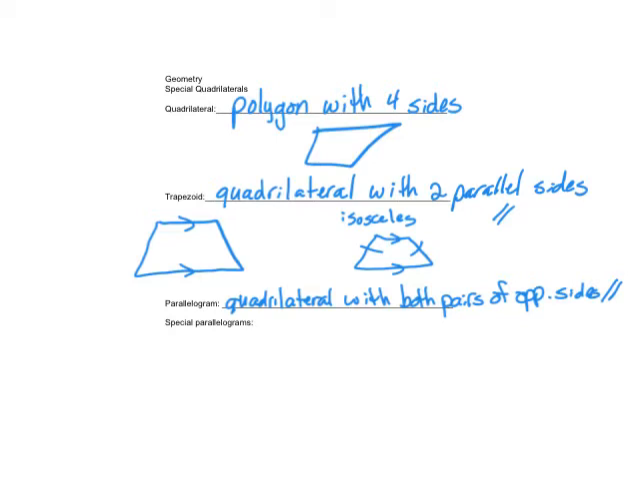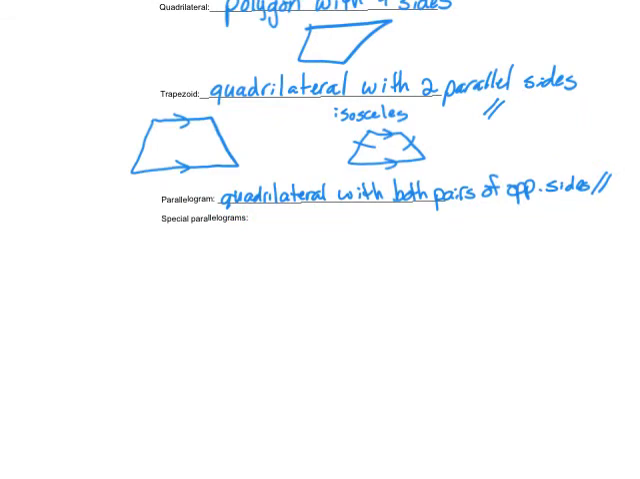So we have some special parallelograms. And let me see if I can move this up here. Okay, we have three special parallelograms and then another special quadrilateral just to talk about really quickly. And then we'll go into more details on our three special parallelograms. The first one is a rectangle. That is a parallelogram with a right angle.